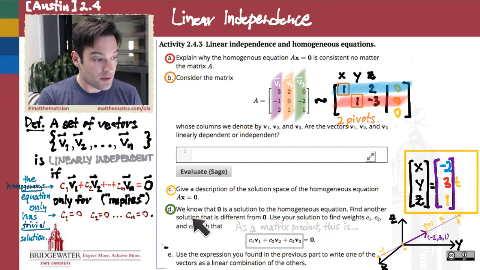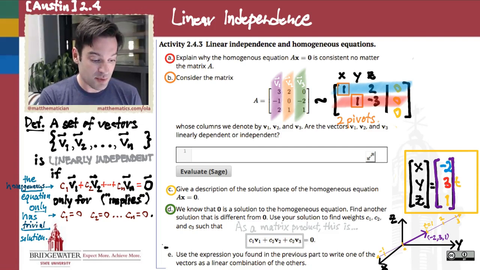So in part D, the observation is we know that 0 is a solution to the homogeneous equation. We also went through the trouble in part C of coming up with a description of the solution space of the homogeneous equation. So how, then, do we answer the question of find me some weights, c1, c2, and c3, such that c1v1 + c2v2 + c3v3 is equal to 0?